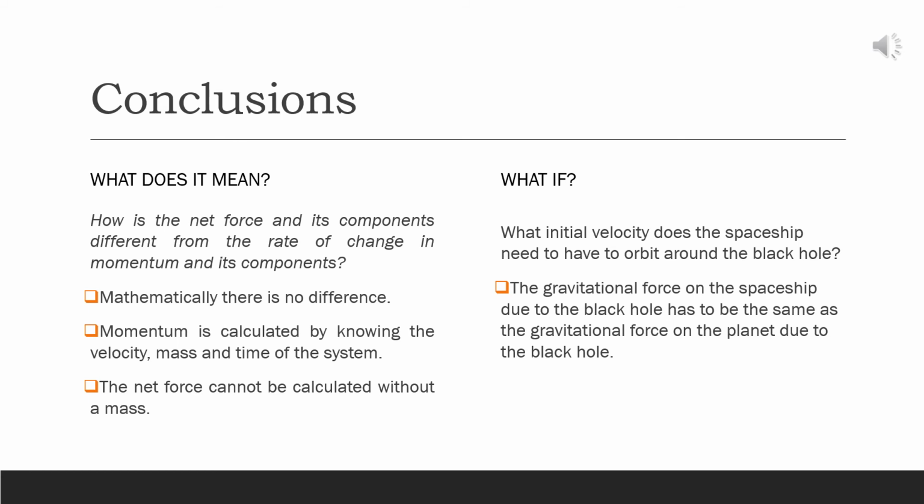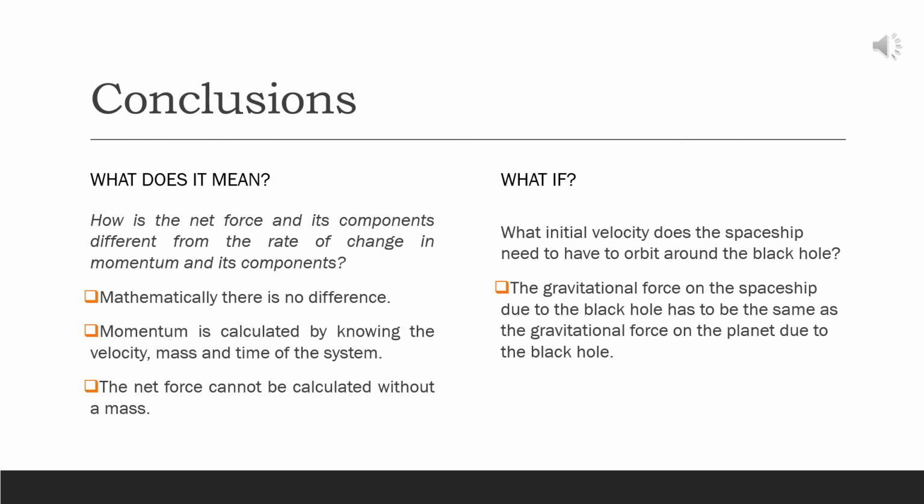Momentum is just a calculation when we know the velocity, the mass, and time of the system, whereas net force we calculate when we know the mass of the system and the object. Nonetheless, we already noticed that the change in our momentum equals our net force. So that means that it is basically the same objective, just that the momentum is being multiplied by the mass.